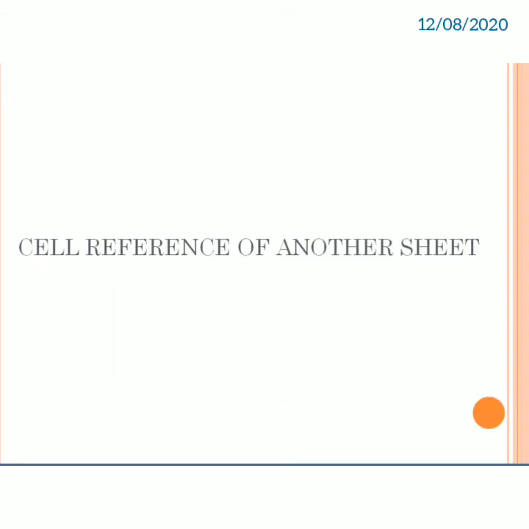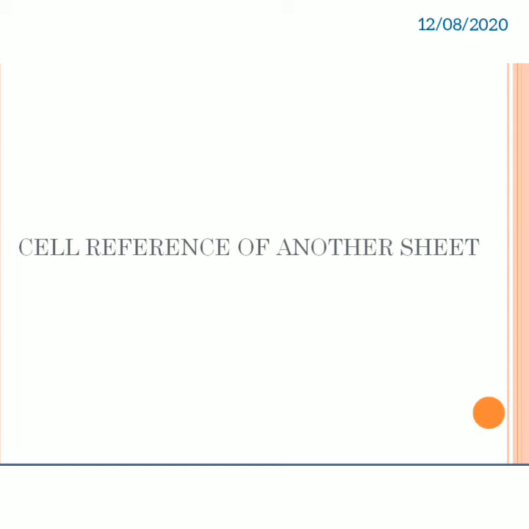The next topic, cell reference of another worksheet. Now, what is the meaning of it? The meaning is you can use the cell reference of one worksheet in another worksheet. And remember, this can be done in two ways. Number one, using copy paste option. Number two, using sheet reference.